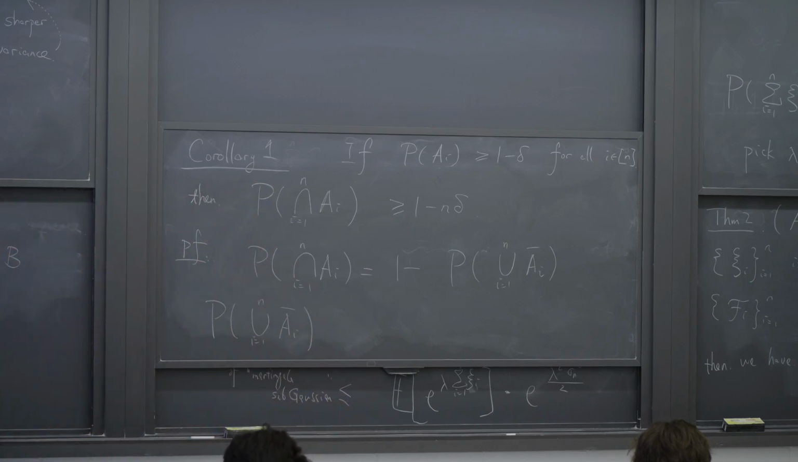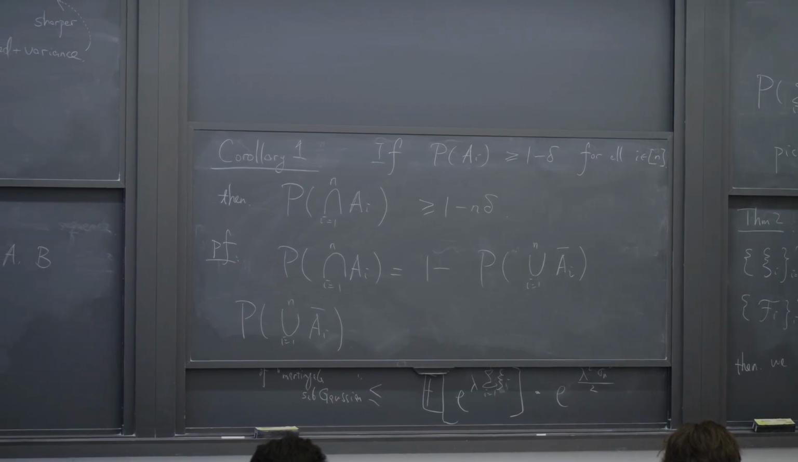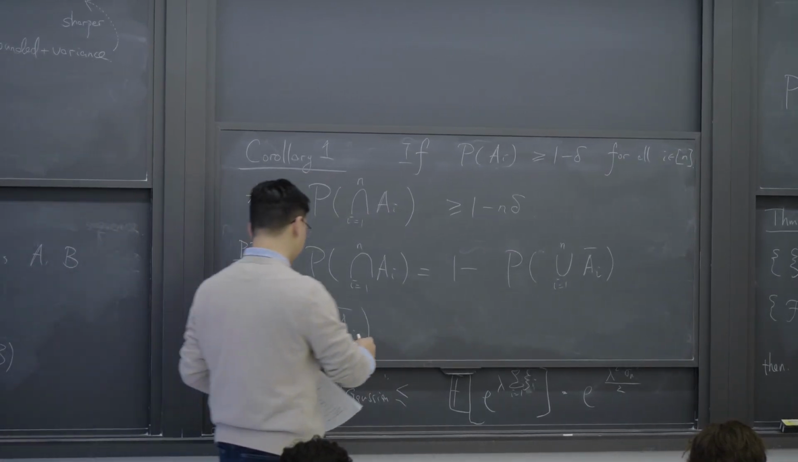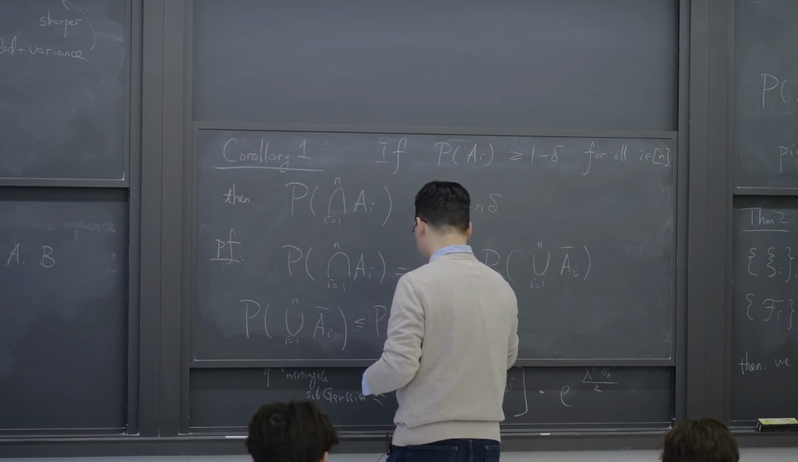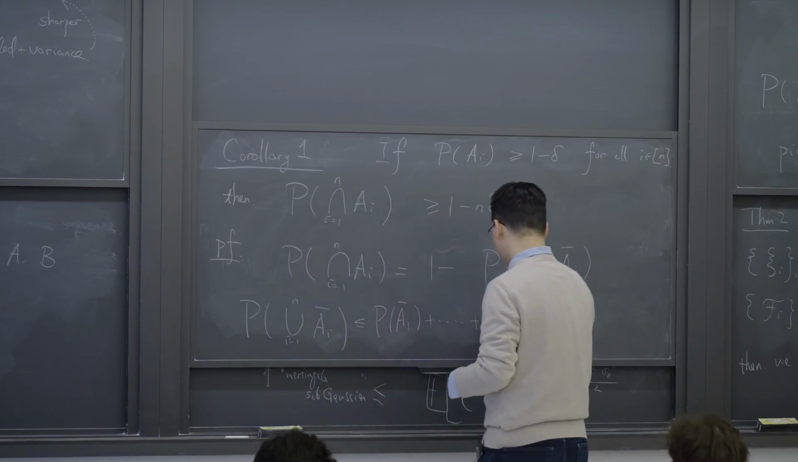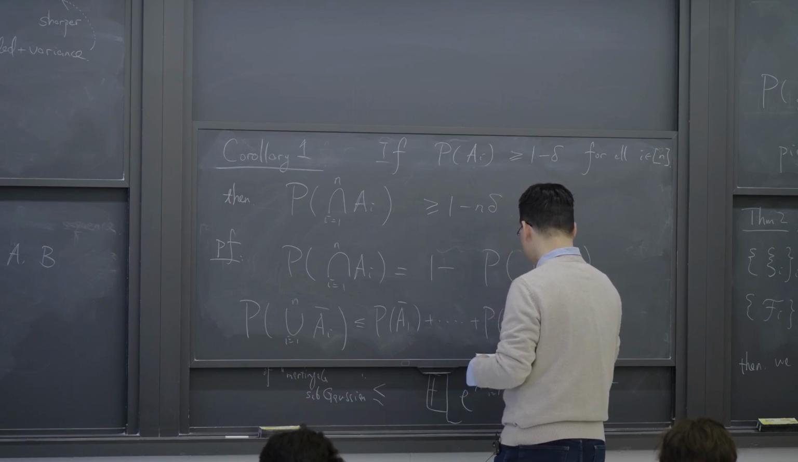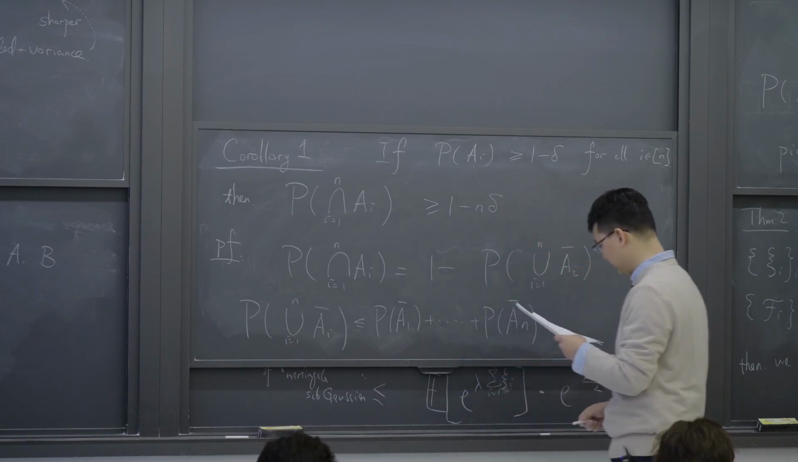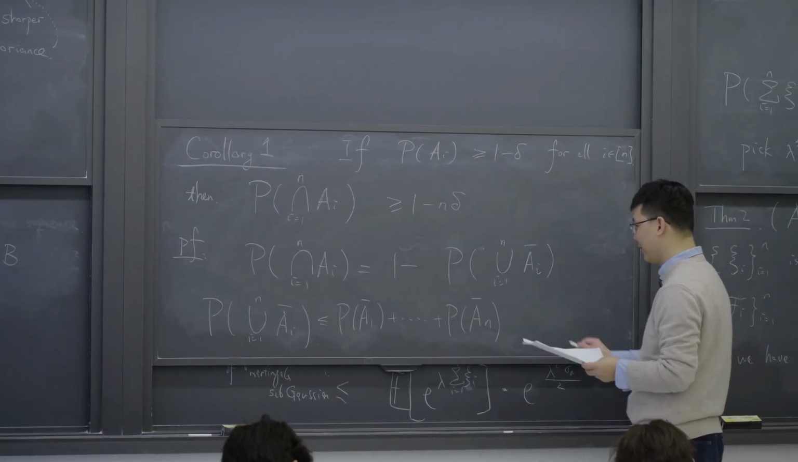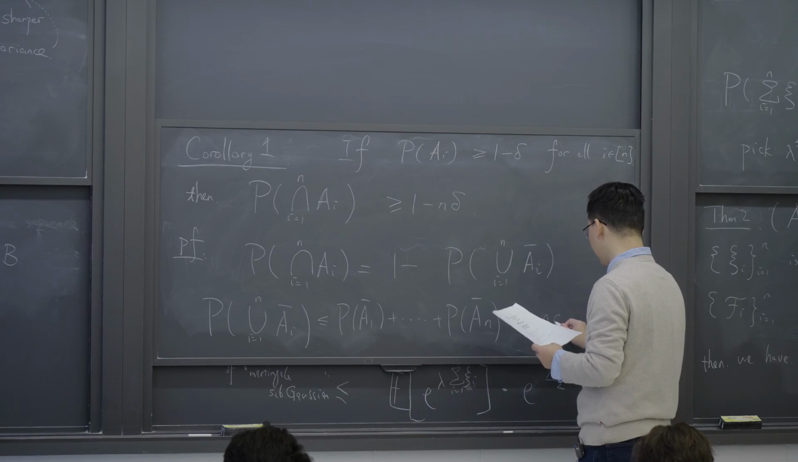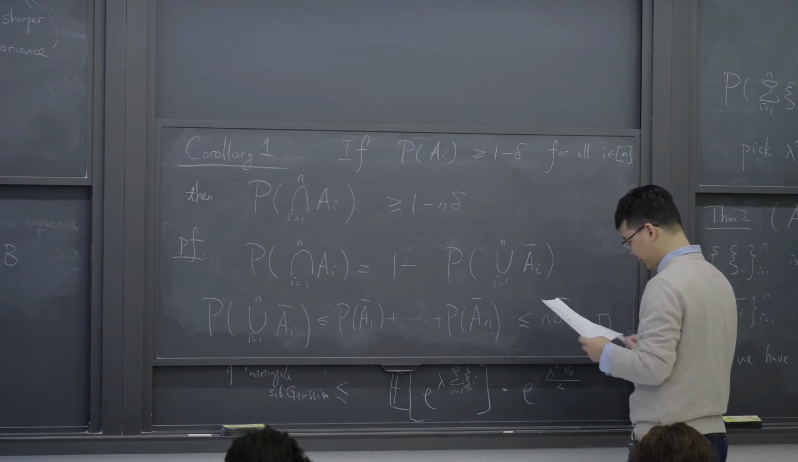And now we can immediately apply the union bound. This is less or equal to the probability of A_1 bar plus A_2 bar until the probability of A_n bar, which we know each A_i bar is upper bounded by delta. So this is upper bounded by n delta. And we finish the proof.